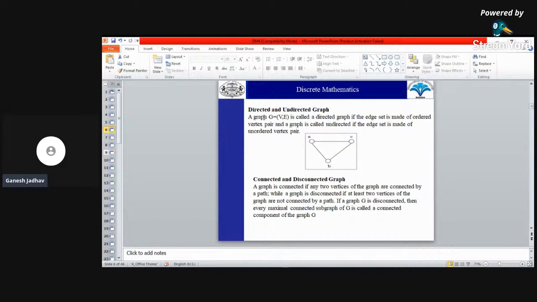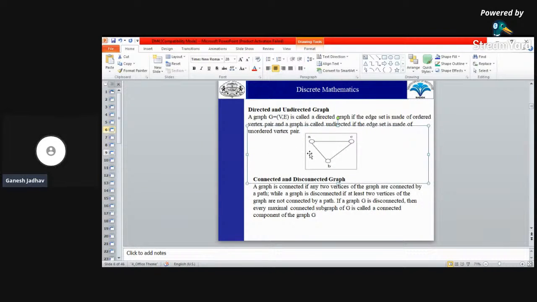So a graph G is equal to V, E: vertices and edges. The graph is called a directed graph if each edge is made of an ordered vertex pair, and it is called an undirected graph if the edge is made of an unordered vertex pair.